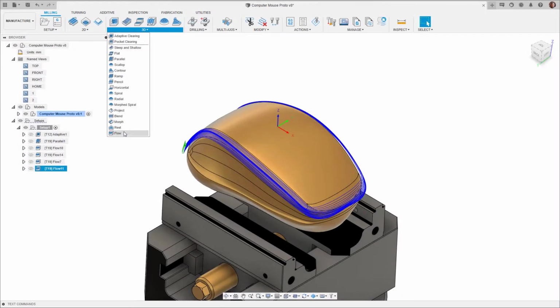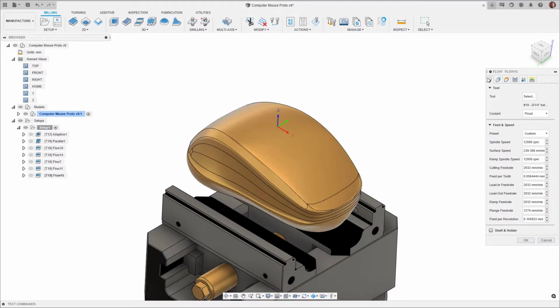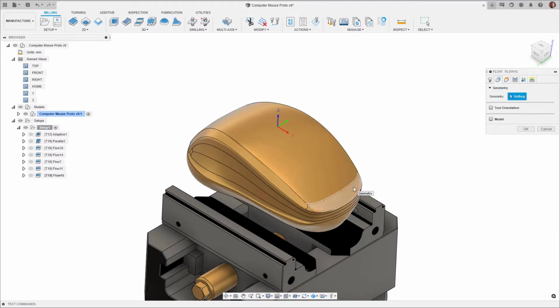Let's now look at how to use multi-axis operations with flow. As before, select the required surfaces on top of the mouse and change their vector directions accordingly. In the Multi-Axis tab, check the Use Multi-Axis button. Tilt parameters can now be defined to give the tool the option to tilt around the Z-axis.